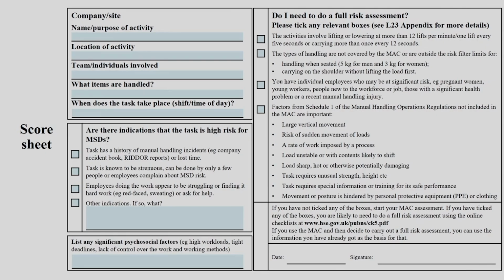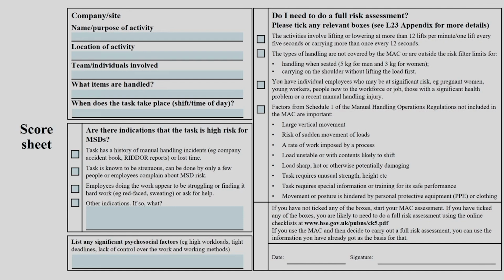Then location, team or individual involved. If it is lifting and carrying, it is an individual. If it is a team, then it is like 2 or 3 members in the activity. What items they are handling is very important. Is it a bag? Is it a box? Is it something metallic? What is that? So the item description is very important, so that you enter it here.